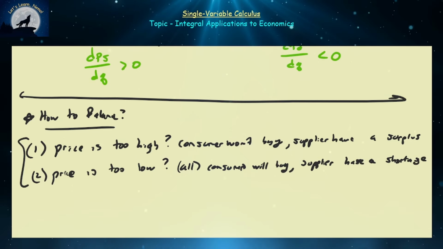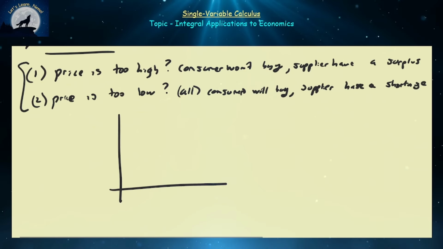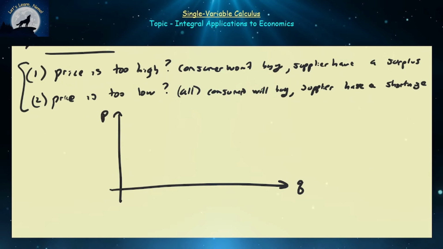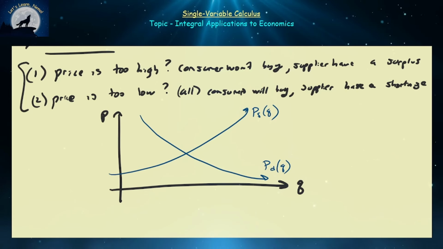And neither of these are going to be ideal, right? So what we have to do is consider both these curves simultaneously, because obviously we don't want either of these issues to occur. Right, so what curve goes up? Well, that's going to be our supply curve. And what curve goes down? That's going to be our demand curve, right? Supply goes up, demand goes down.